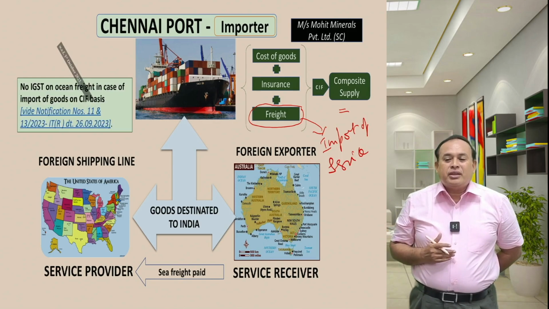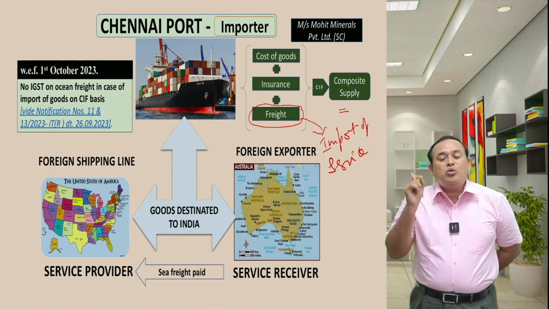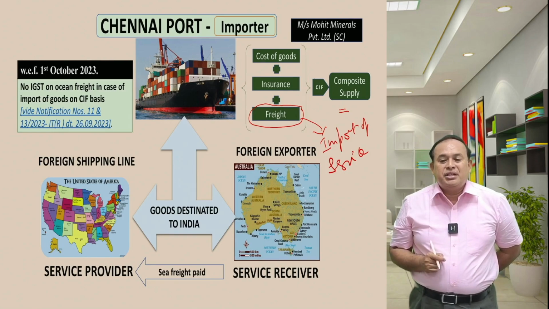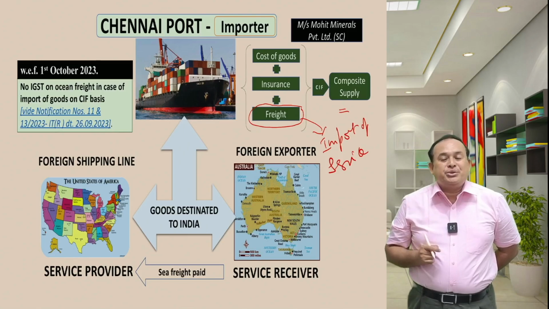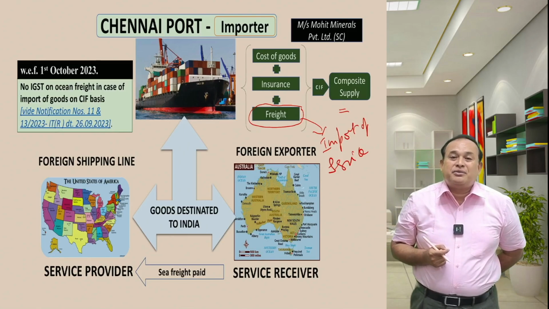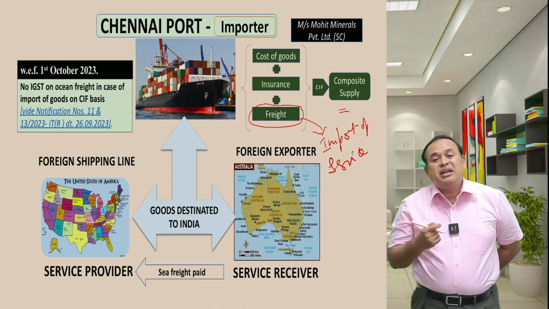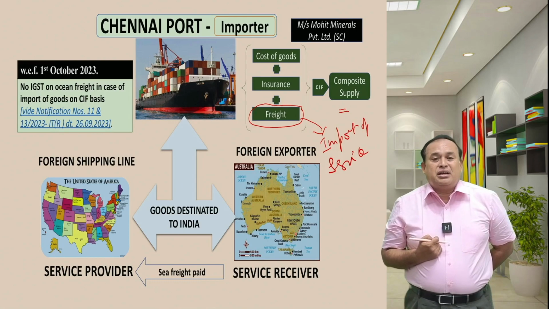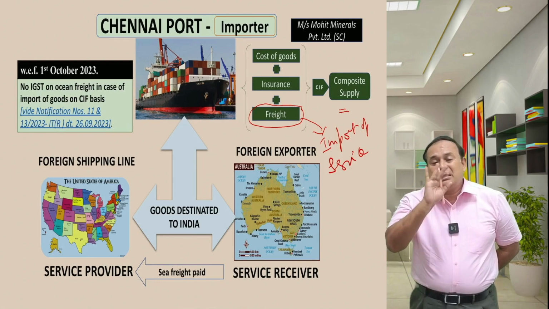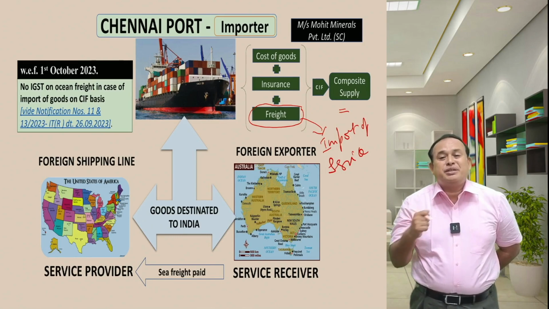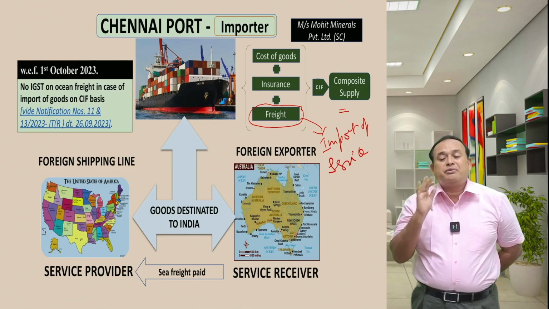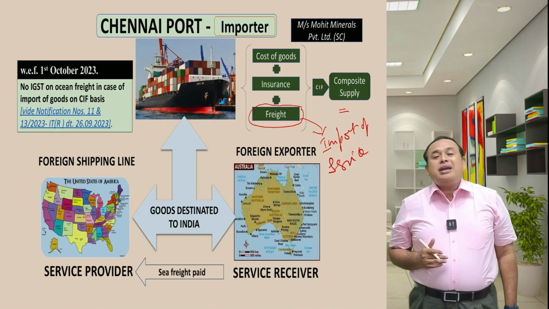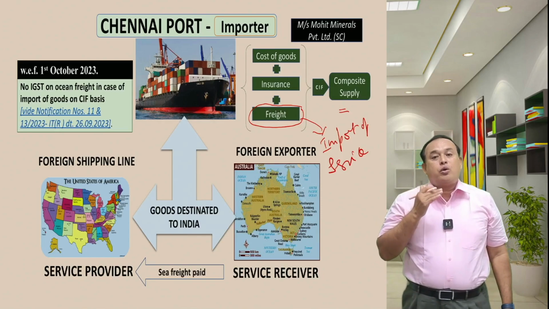Now they said, no IGST on ocean freight in case of import of goods on CIF basis. A separate notification was also issued, and they amended Section 5 of the IGST Act not to levy IGST on such import of sea freight. Import of goods, sea freight should not attract IGST if the import is taking place on CIF basis. So no IGST from 1st October 2023. Now the point that arises here is what happened prior to 1st October 2023.